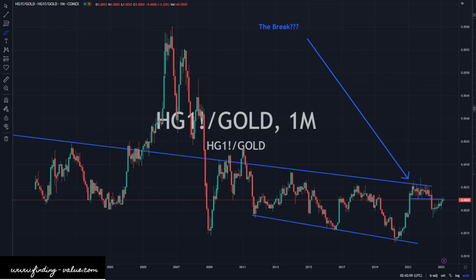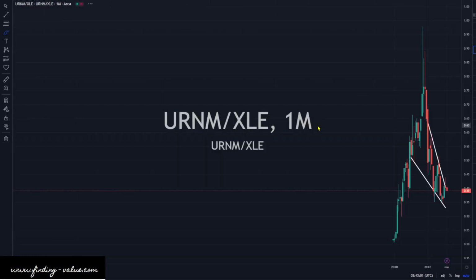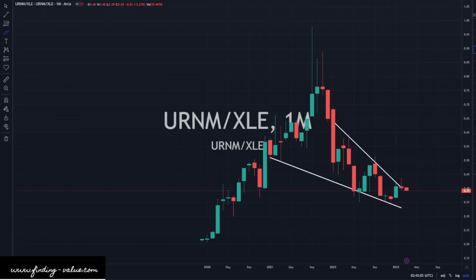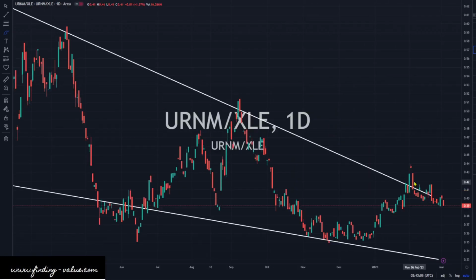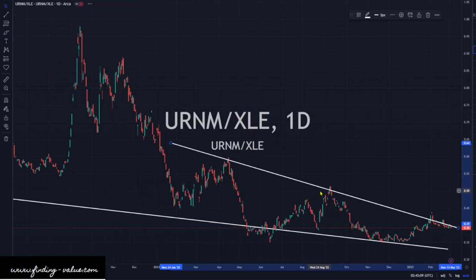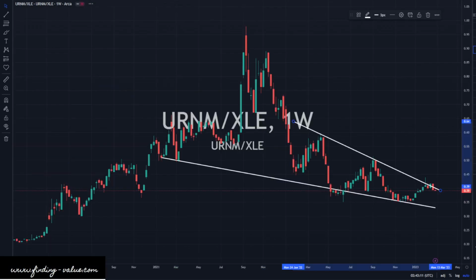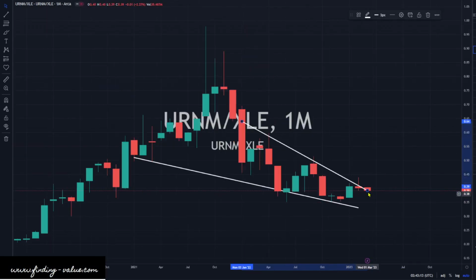We're going to go into some of the ETFs here, so we're going to kind of fire through these. So URNM versus XLE. We're right on that resistance line, and we're struggling to break out right now. But when we break out, I think URNM could outperform XLE, and we get a gigantic move to the upside here. So URNM is one to watch versus XLE.